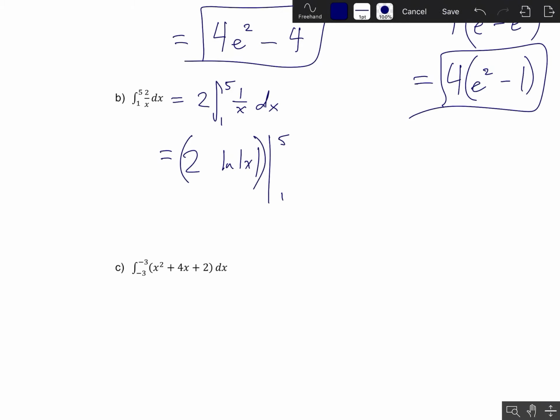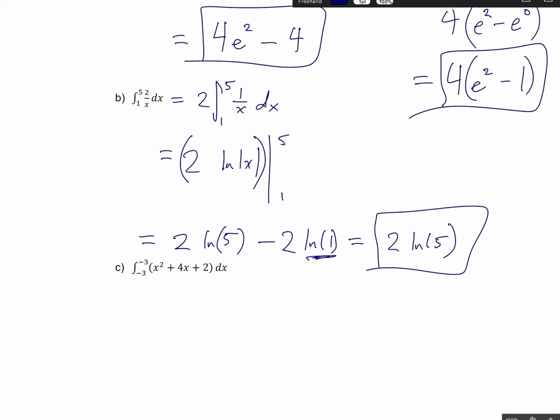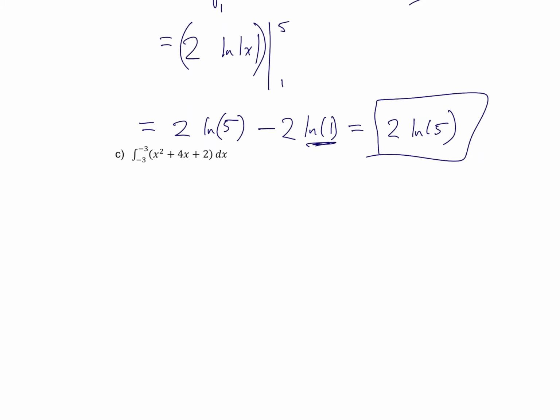And I normally like to treat that constant as part of this expression that needs to be evaluated. So this would be a 2 ln 5 minus a 2 ln of 1, and that would be a 2 ln 5. ln of 1 is 0, because the exponent that you would put on an e to get a 1 would be 0. So this is just 2 ln 5. You can plug that into a calculator if you want a decimal approximation, but this is an exact answer.